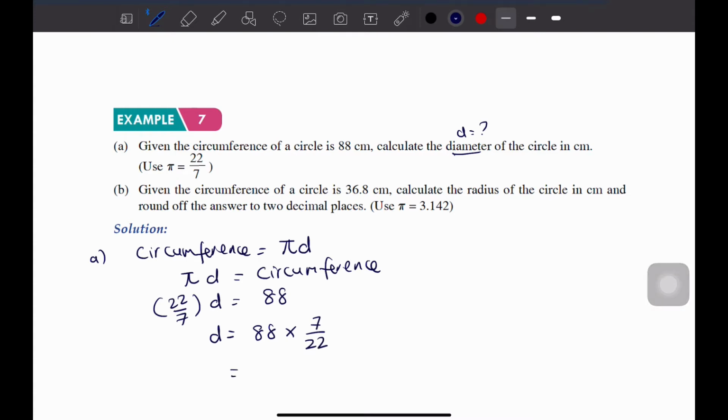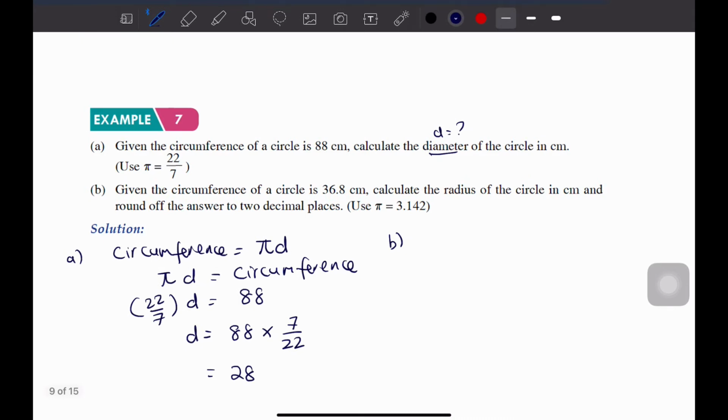So 88 times 7 divided by 22. The answer is 28. Okay. Next, B. Given the circumference. Okay, also the same. The question asks us to find the radius.